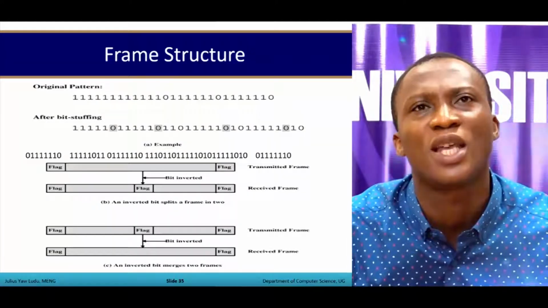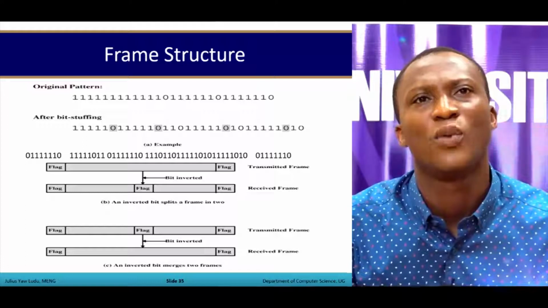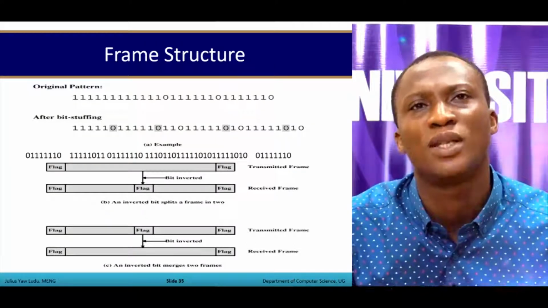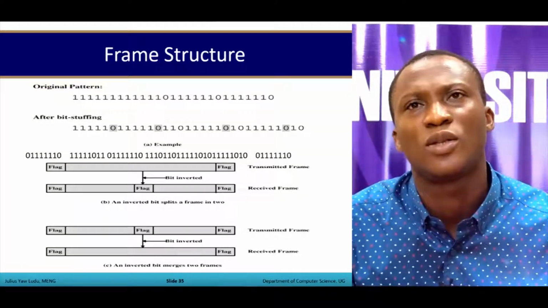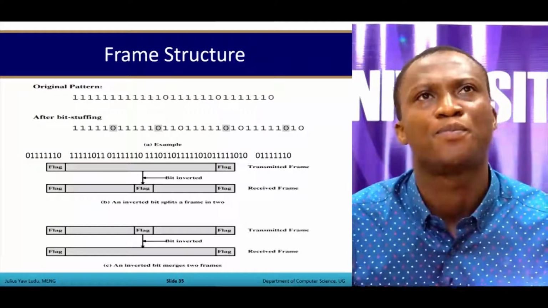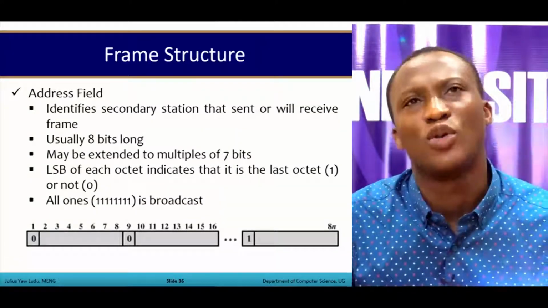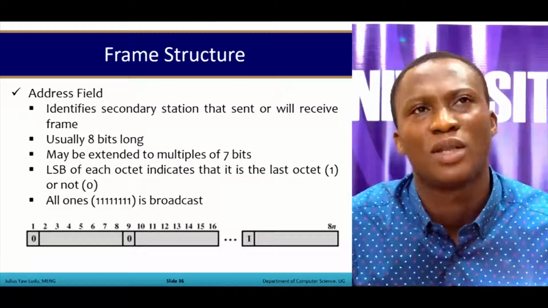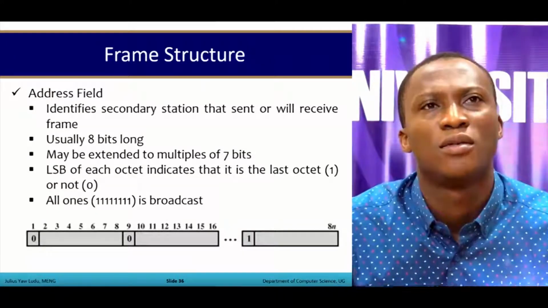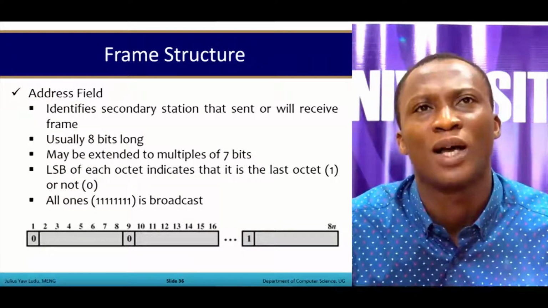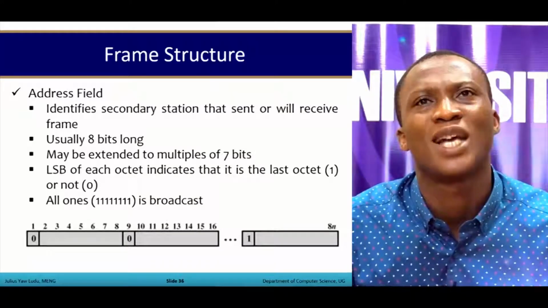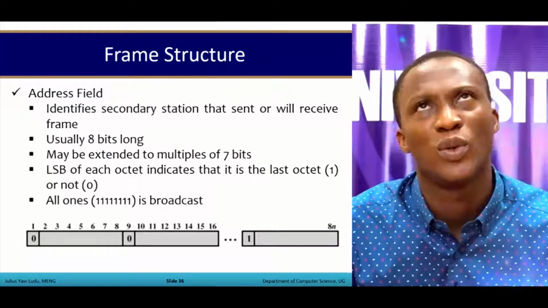So we have the inverted bit split, then we have the inverted bit merge, which merges 2 frames together. Then we have the address field, which takes 8 bits, and all ones are used as broadcast, which we learned in networking.